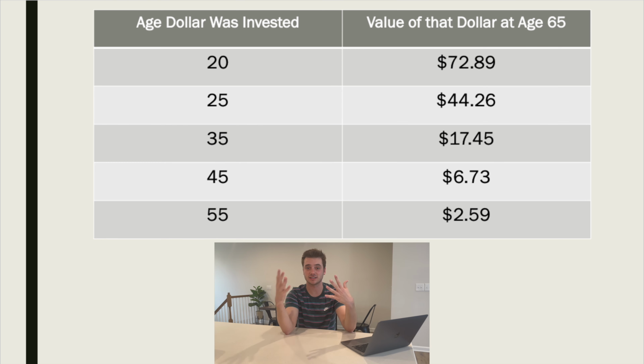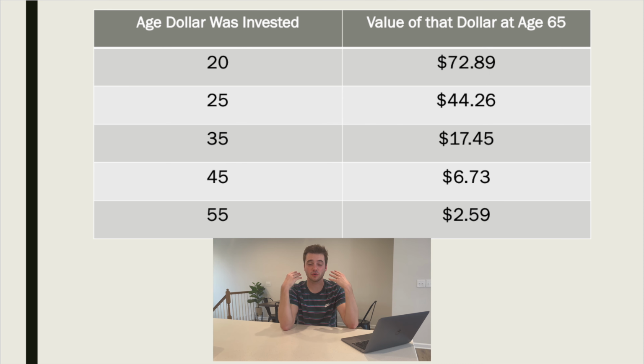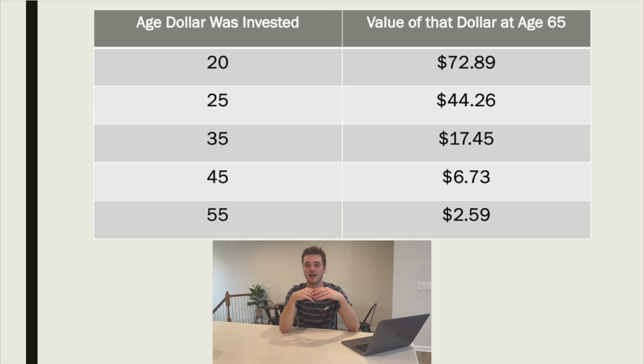This chart is showing you what would happen if you invested $1 until age 65, starting at various ages. If you invested that dollar at age 20, it would eventually be worth about $72. If you wait just 5 years, the value of that dollar drops to about $44 at age 65. Every dollar you invest at age 35 will turn into $17, and you can read the rest of the chart. But you can see that those numbers are exponentially getting smaller, which is why you need to start investing now.